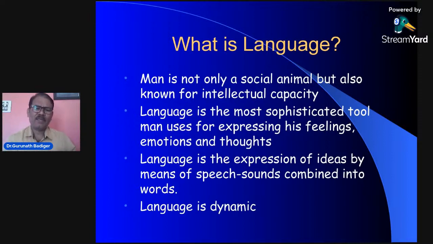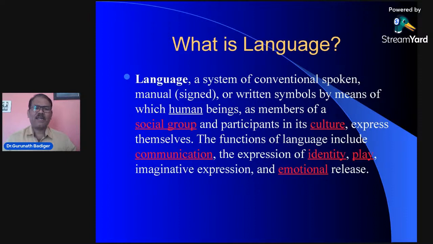So this is about basic understanding of language. If you want to look at a definition, language is a system of conventional spoken, manual signed, or written symbols by means of which human beings, as members of a social group, express themselves. We must understand that language is a social activity. It is accepted by the social groups and participants in its culture.